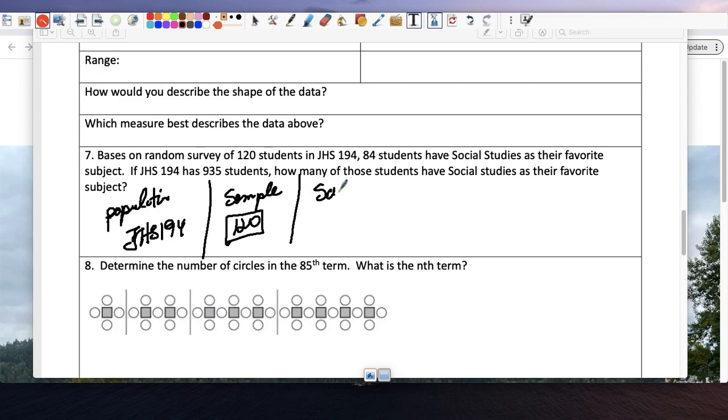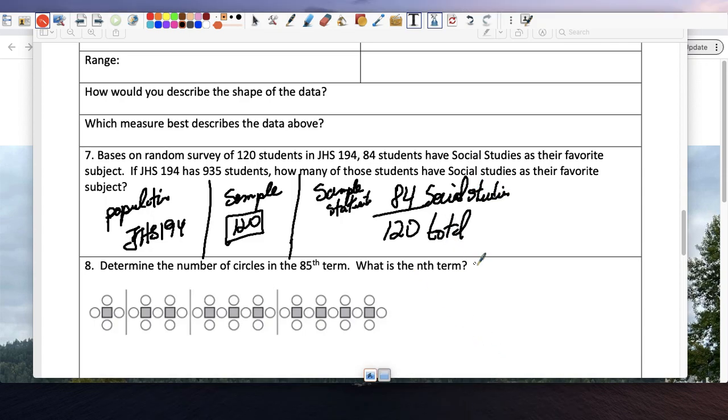My sample statistic, right? The statistic is information that I generated based on the sample. From the sample, it came out that 84 out of 120 students had social studies as their favorite subject.